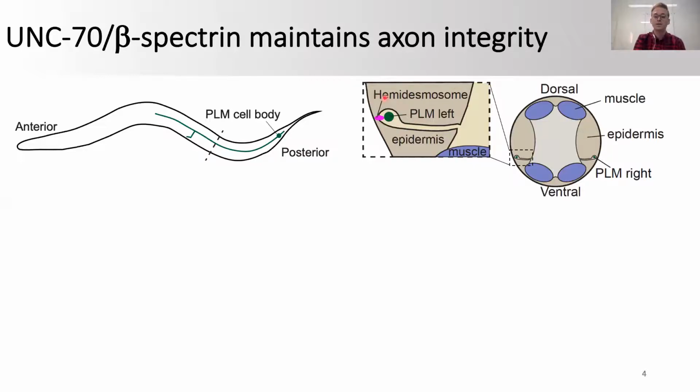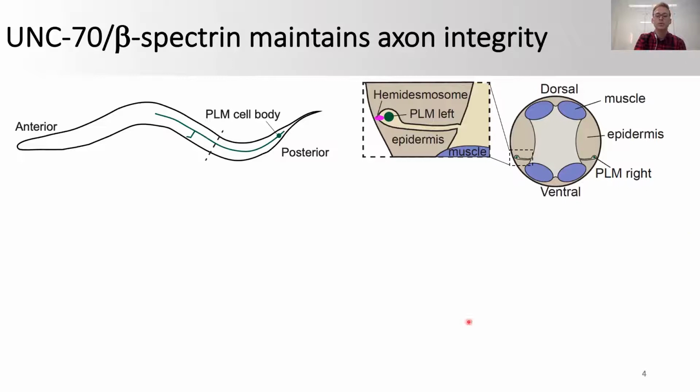And this furrow runs the entire length of the PLM axon. This neuron's mechanosensitive, and as such, it's both physically and mechanically coupled to this tissue, which is important for both its development and its function. And it's coupled by these specialized attachment structures, which are analogous to vertebrate hemidesmosomes, which I'll talk about a little bit later in my talk.